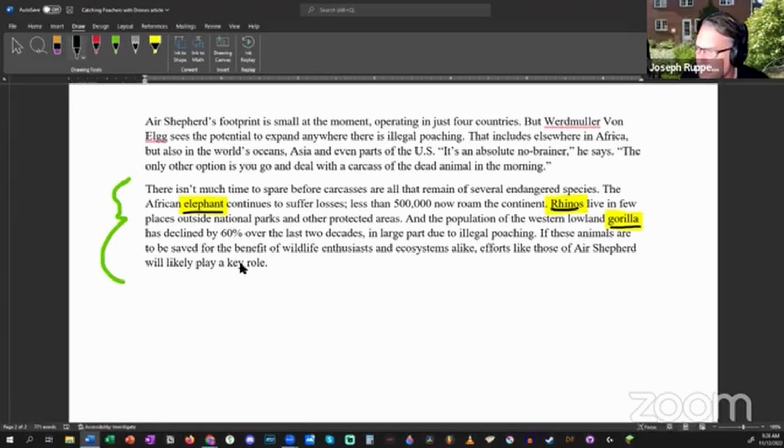Okay, I think so. And this first sentence here, all right, there isn't much time to spare before the carcasses. So I'm interested in this word here, carcasses, are all that remain of several endangered species. This phrase as well. So in this first sentence, let's take a look at that. So carcass will be the first thing to look up.